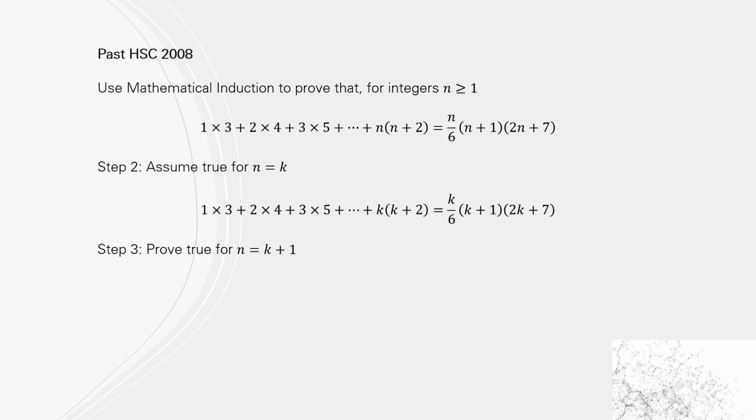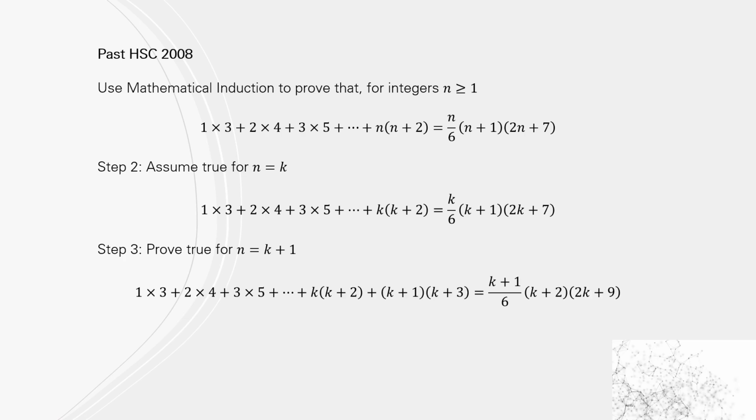Step 3, prove true for n equals k plus 1. So in step 2, we had the sum of the series on the left-hand side up to the kth term. So we're now going to add a term, the k plus 1th term, onto the end by replacing k with k plus 1 and having that as a plus, and that'll be our final term. On the right-hand side, we're going to replace k with k plus 1.